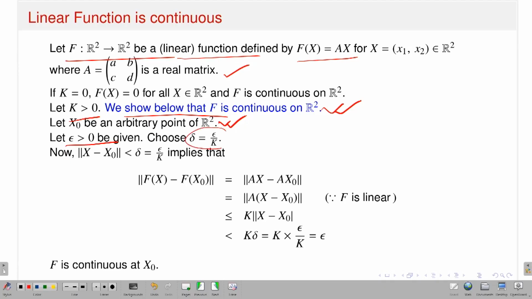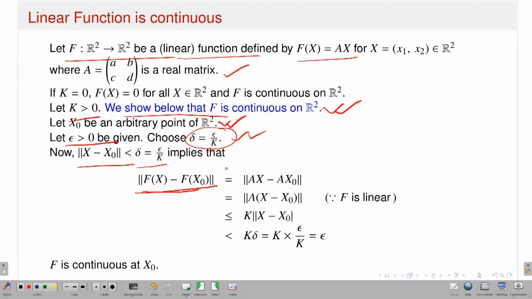So, what I am doing: start with any given epsilon positive. Choose delta, which is nothing but epsilon by k. Here, given epsilon, I am giving explicitly what your delta will be. So, delta is epsilon by k, such that whenever the distance between x and x naught is less than delta, which is exactly equal to epsilon by k, then you just do the estimate. So, what estimate will I do? I will estimate the norm of capital F acting on x minus capital F acting on x naught, and what is that?